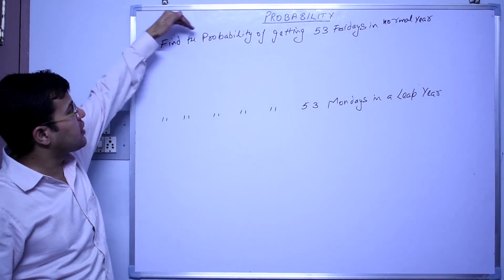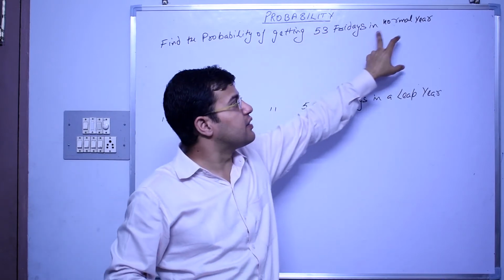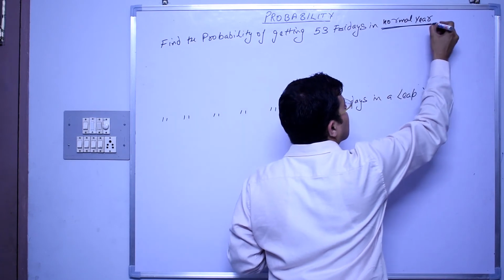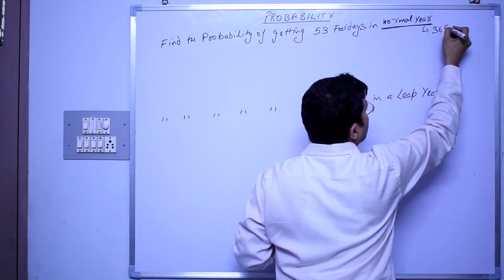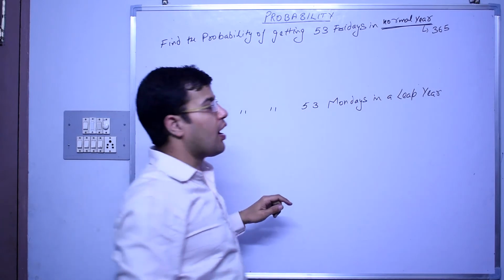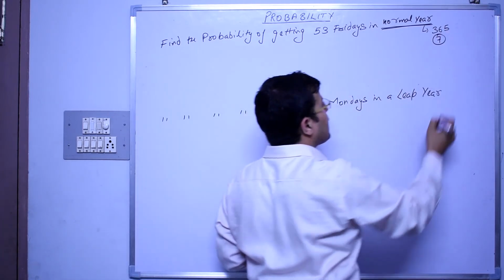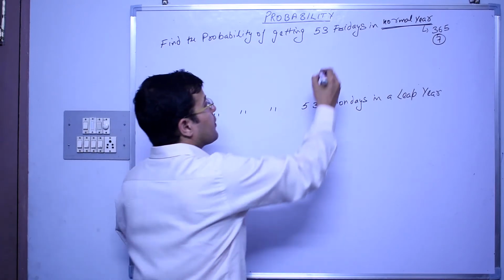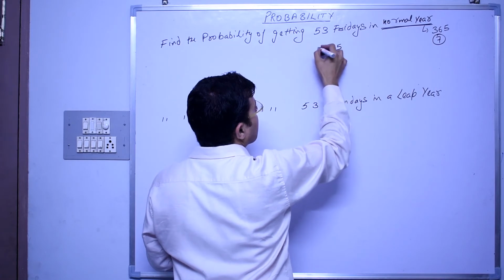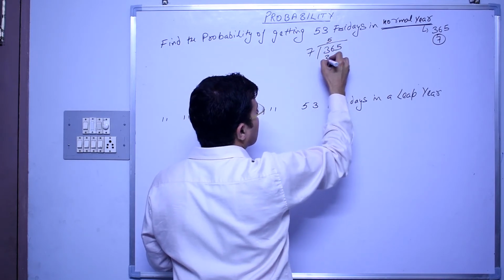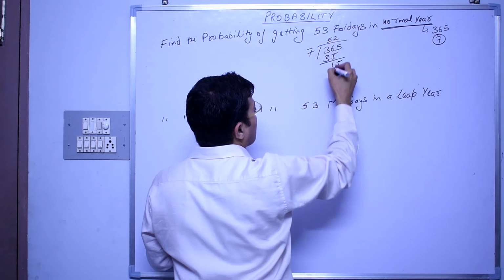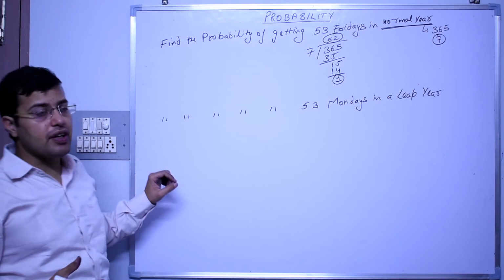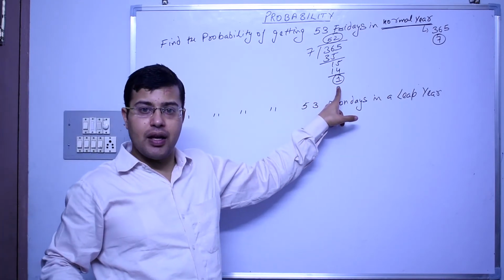So the question is, find the probability of getting 53 Fridays in a normal year. How are we going to solve it? First of all, in a normal year, the total number of days is 365 and 7 days constitute a week. So first we'll find the total number of complete weeks. If I divide 365 by 7, this results in 52 complete weeks and 1 day remaining.